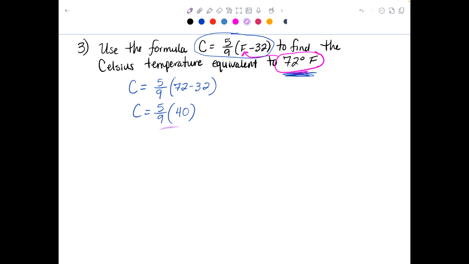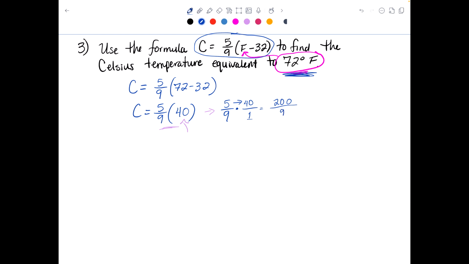Now, if you recall how to multiply fractions, that means multiply the numerator times numerator and denominator times denominator. This 40 doesn't have a denominator, but we know that any whole number, we can make it a fraction if we put a 1 under it. So now we have 5 over 9 times 40 over 1. So let's multiply straight across, and we get 5 times 40 is 200 over 9.